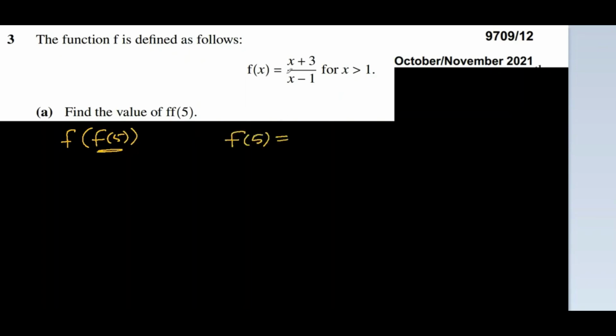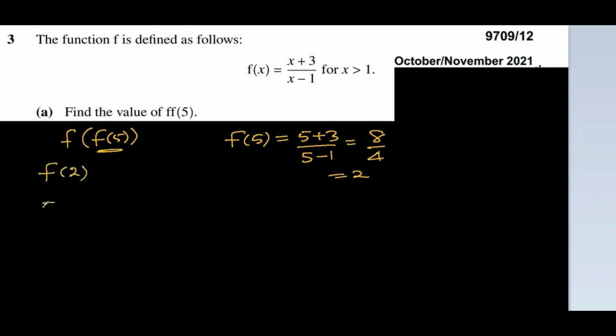Substitute x by 5 here. So 5 plus 3 over 5 minus 1, which is 5 plus 3 is 8 and 5 minus 1 is 4. That comes out to be 2. So this question becomes f2.